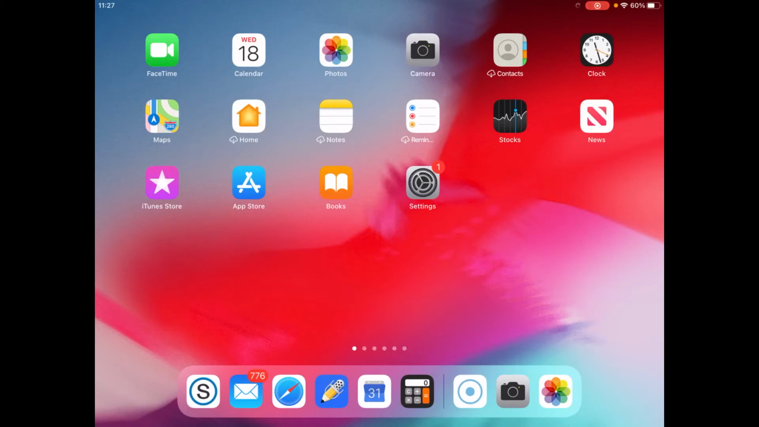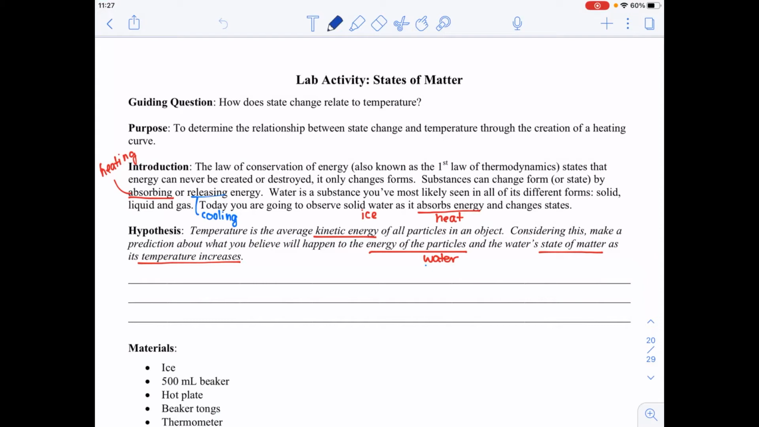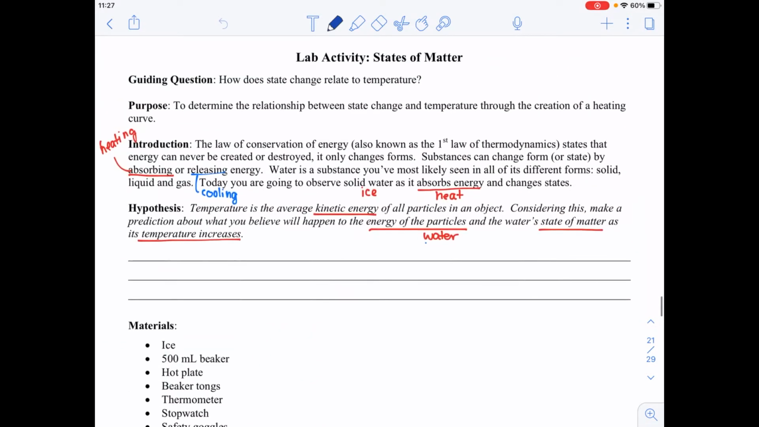So this is the lab, titled Lab Activity: States of Matter. And we are going to be looking at, it should be, page 21 in your packet. So we want to go over the guiding question first.